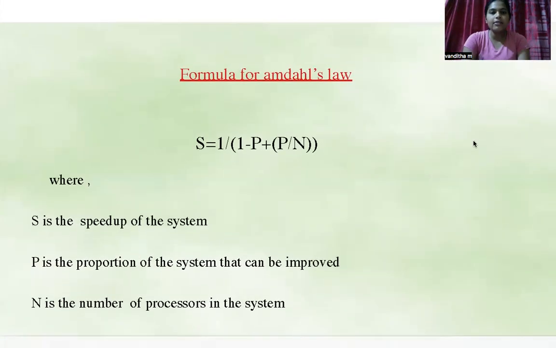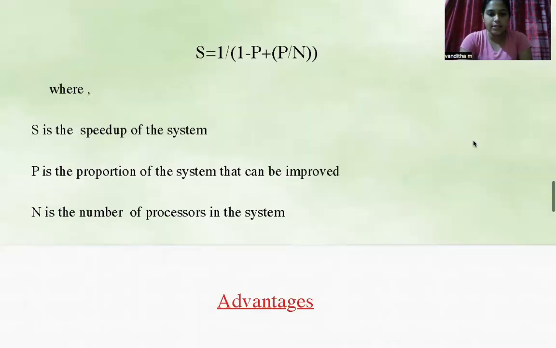Next, let's see the formula for Amdahl's law. The formula is S equal to 1 divided by (1 minus P plus P by N). Let's see what each variable denotes. S denotes the speedup of the system. P is the proportion of the system that can be improved. N denotes the number of processors in the system.